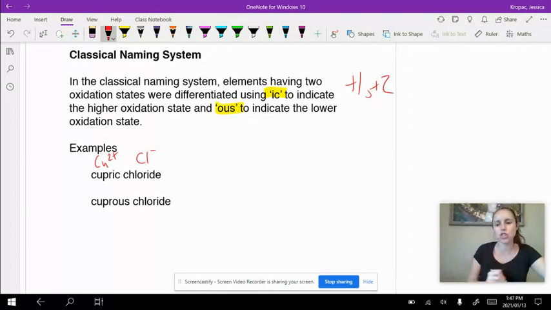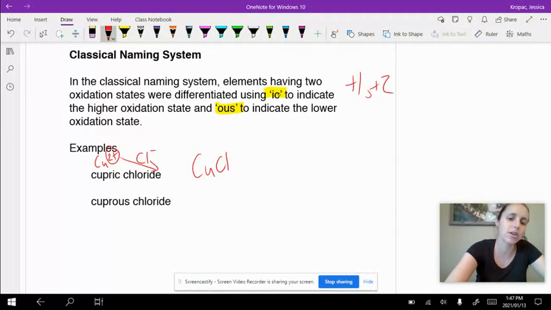And then I would write this just like a regular ionic compound. So I'd have Cu, Cl. These are going to cross over, and I would have CuCl2. Us means the lower number. So that means I must be dealing with copper 1 in this case. So again, I have my crossover rule, and I would have CuCl.